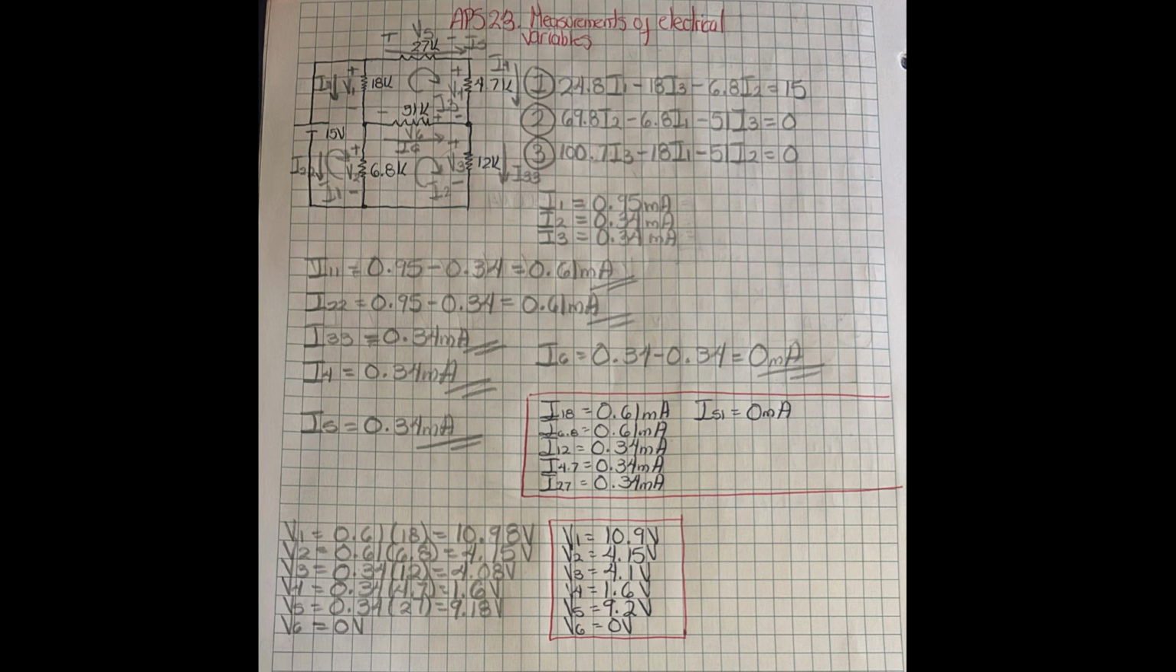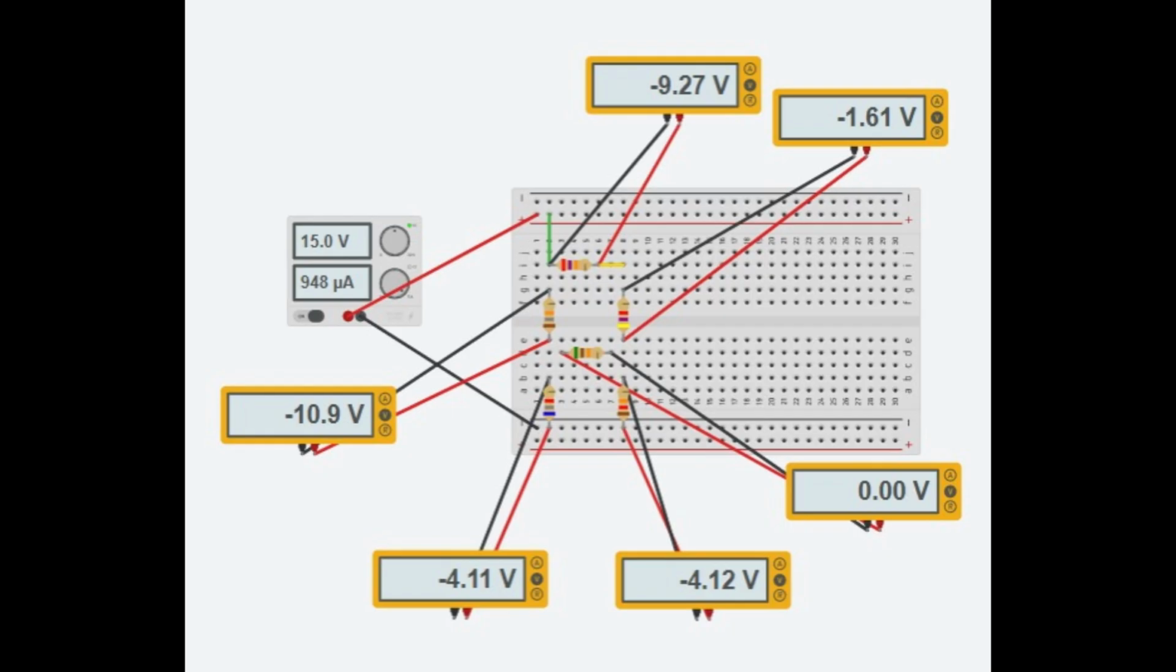So according to this, the voltage was also applied, and it was said that V1 was equal to 10.9 volts, V2, which was of the 6.8 kilo ohms, was 4.15 volts. The V3, which was of the 12 kilo ohms, was 4.1 volts. The 4.7 kilo ohms was 1.6 volts, and the voltage of the 27 kilo ohms was 9.2 volts. And that was it.